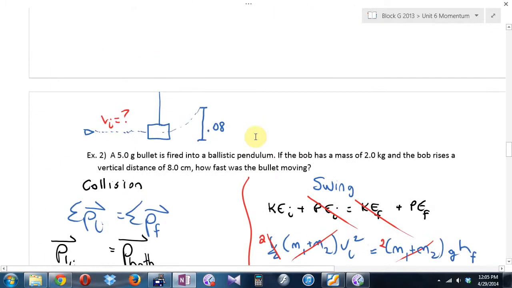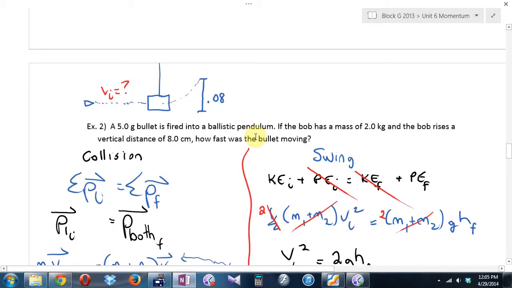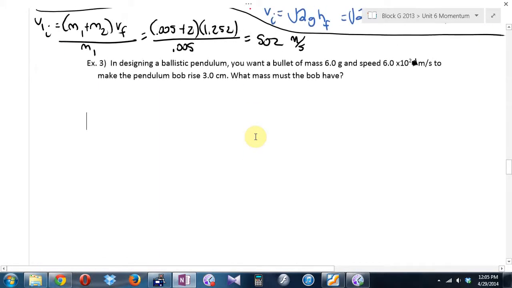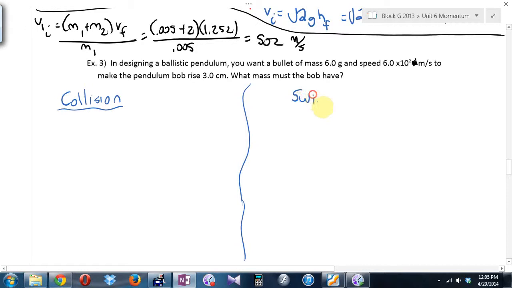We said in the ballistic pendulum, there were 2 situations. There was the collision, the job for momentum, and then there was the change in the swing, job for conservation of energy. So generally, if I notice that there is a collision and a change in height, my whole strategy is divide the page in half. Collision and swing.